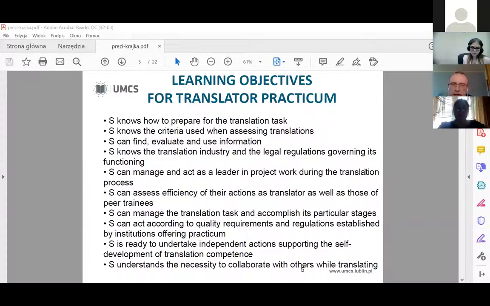only individually, but also in a group, to manage, to act as a leader, to assess the efficiency of one's own actions, to manage the translation task, to do that according to quality requirements, and to be able to understand both independent actions and to collaborate with others while translating. So these are, of course, the learning objectives that are gradually, or strive to be gradually, accomplished throughout the 5-year program, 3+2.